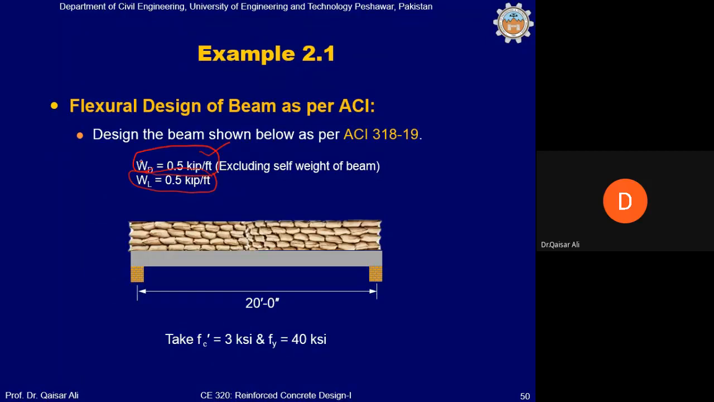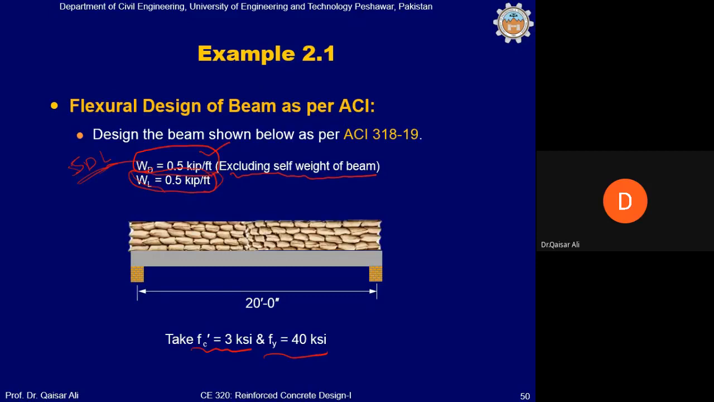This is superimposed dead load. This is SDL, not the self weight, because it is clearly mentioned that it does not include the self weight of the beam. So the self weight of the beam has to be added to this in order to get the total dead load. The live load is also directly given to us in this problem. So let's start this. Okay, the concrete strength f'c is 3 ksi, and the yield strength of steel is 40 ksi. So let's start this.